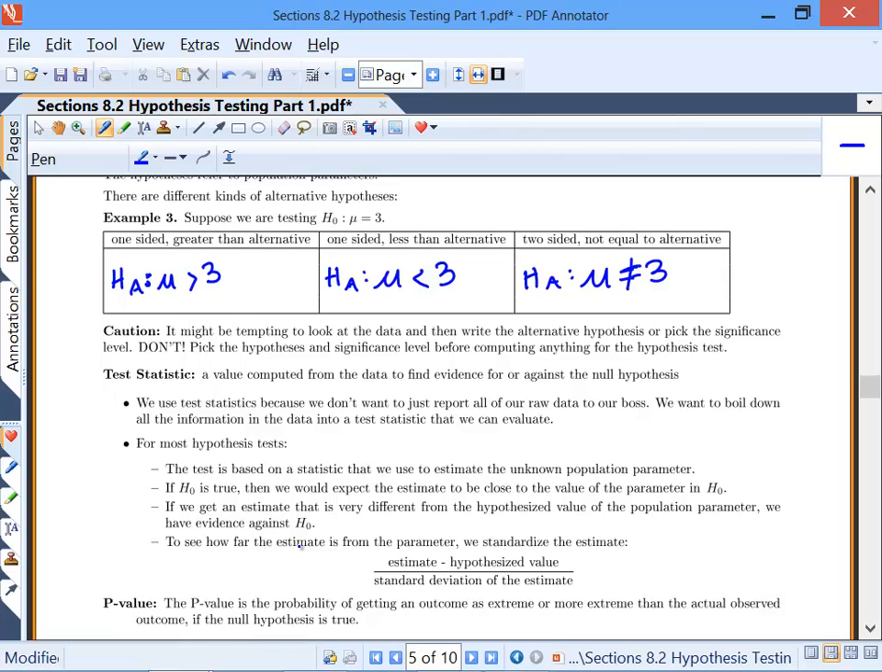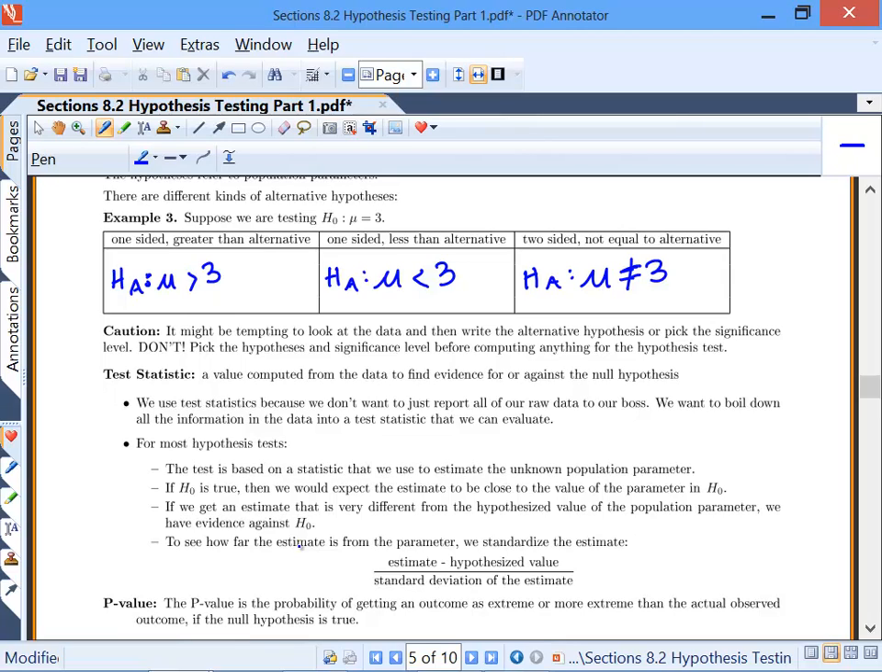Now this isn't true for all tests, like we just did tests without using this, but this is most of our mainstream tests. If the null hypothesis is true, then you would expect your estimate to be close to your true value. So if my null hypothesis is true, then I would expect to get a sample mean close to my population mean.